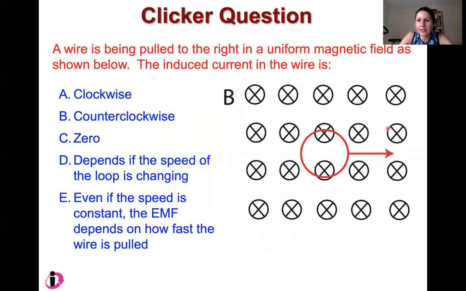All right. Okay, so let's practice a little bit applying magnetic induction to various situations here. I have two questions that are coming up.